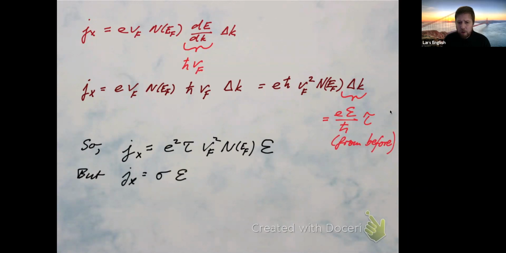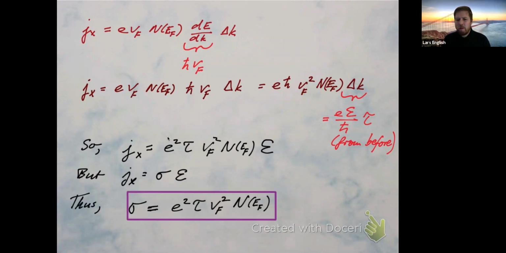Okay, so that's what I get simply when I follow the math. But then I remember also that Ohm's law says that the current density is equal to the conductivity times the electric field. And so when I compare those two equations, I have to conclude that the conductivity is given by everything out front of the electric field, all these constants out front. That is going to be my conductivity. Okay, so that is a formula that the book also derives, okay?